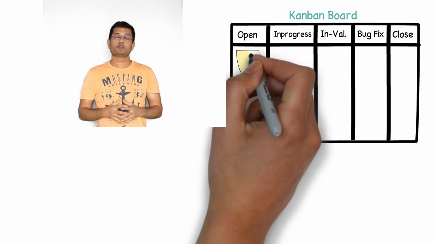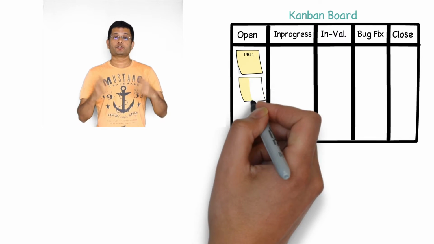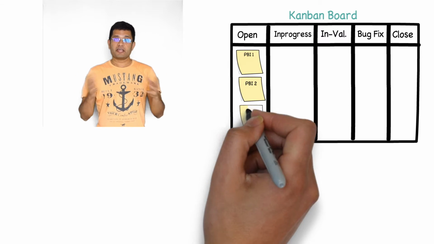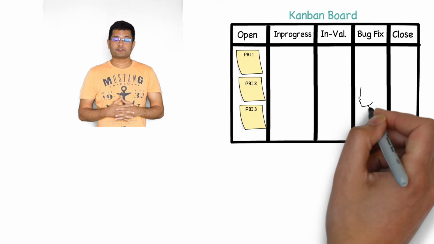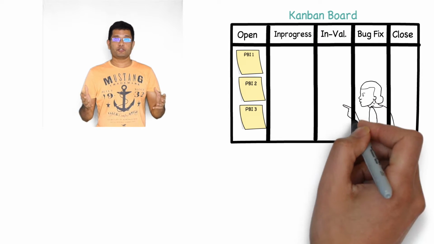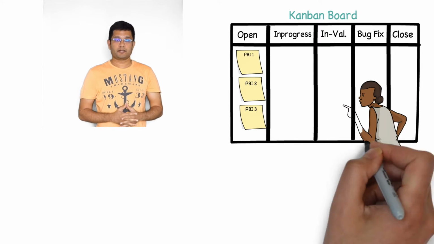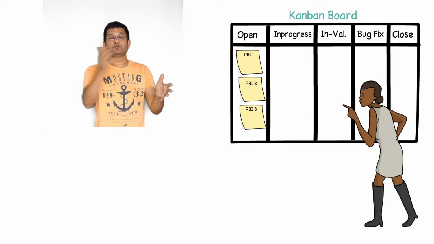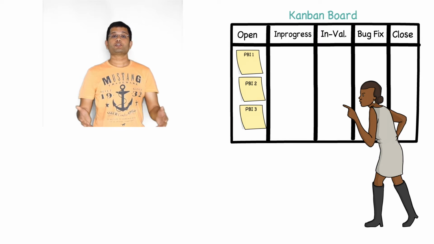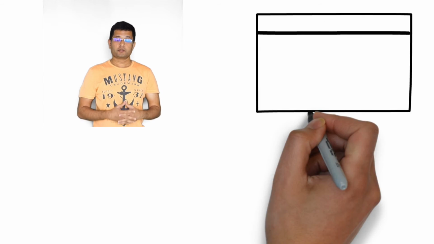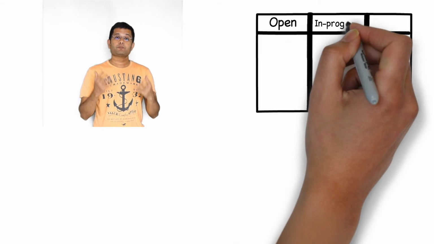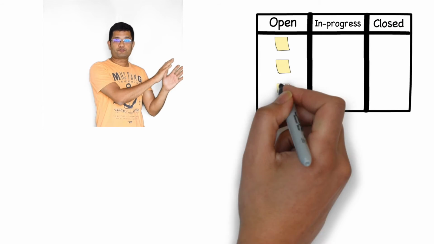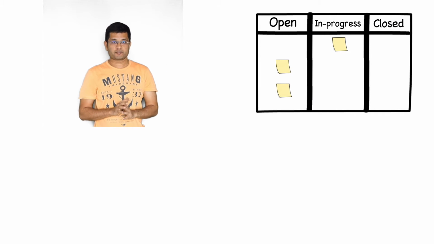The Kanban board provides visibility to everyone. If anyone would like to know what is the status of the PBIs, all they would need to do is stand in front of the Kanban board and they would see the list of all the PBIs for this sprint and in which state they are. So on the first day, I would go to the Kanban board and I would pick up one PBI and move it from open to in progress.